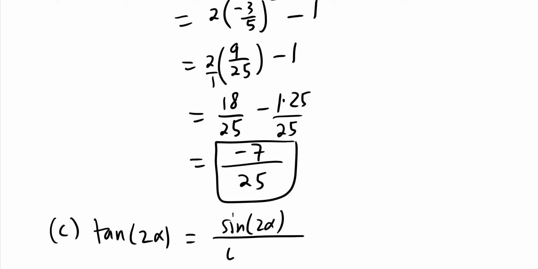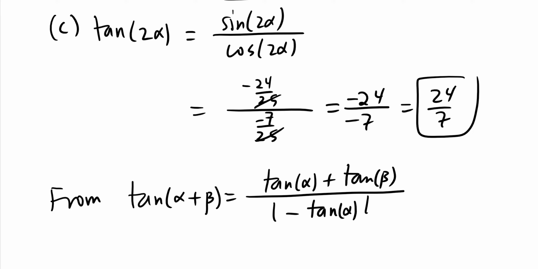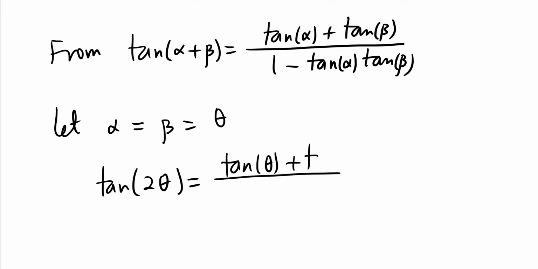Now, after this, people ask, is there a formula for tan 2 alpha? Well, yes. Let me recall the formula for tangent of alpha plus beta from the previous section. We said this is tangent alpha plus tangent beta divided by 1 minus tangent alpha tangent beta. So what we can do here is let alpha and beta both be some other angle, let's say theta. Then tangent of theta plus theta is 2 theta. So I'm looking for the double angle formula for tangent. If you replace alpha with theta and beta with theta, this equals tangent theta plus tangent theta over 1 minus tangent theta tangent theta.